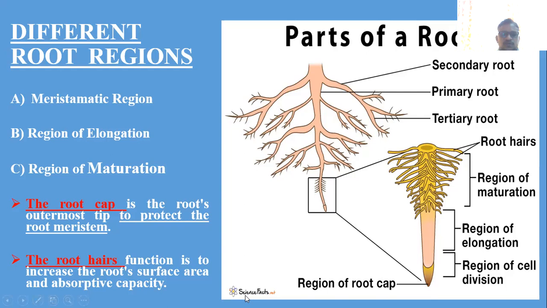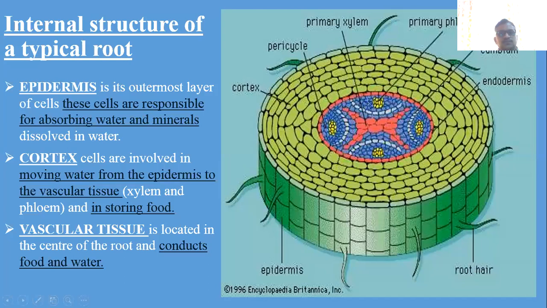And then the root hairs' function is to increase the root surface area and absorptive capacity. Means what? In this root region, root hairs are there, and the more root hairs present on that root, the more water absorption can take place. They are directly proportional to each other, okay. If the root hairs are fewer in number, then water absorption also decreases. Moving on to the next slide.